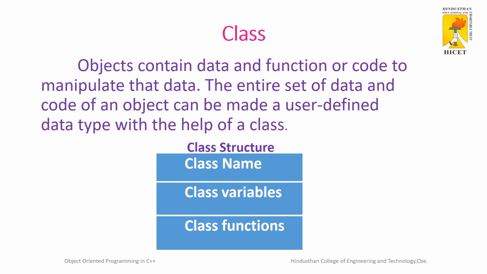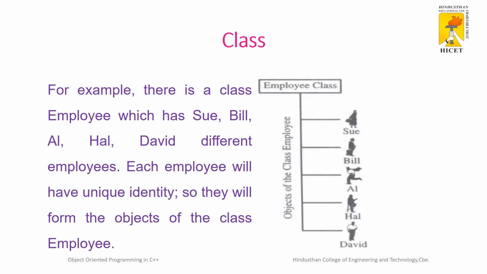Class. Objects contain data and function or code to manipulate that data. The entire set of data and code of an object can be made a user-defined data type with the help of a class. Class structure. A class structure consists of class name, class variable, and class function. For example, there is a class employee which has Sue, Bill, Al, Hal, David, or different employees in the class employee. Each employee will have a unique identity. So, they will form the objects of the class employee.